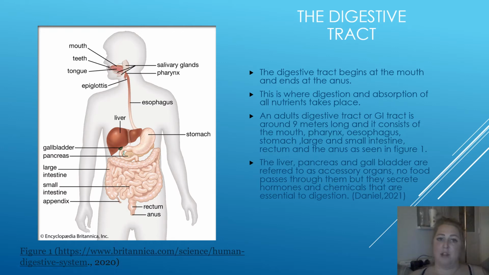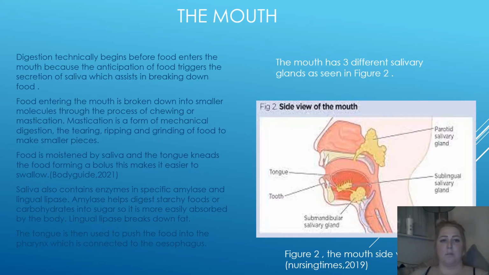Figure 1 demonstrates the layout of the digestive system and all the relevant organs that are involved in the digestive process. It is essentially a hollow tube between the mouth and the anus. The hollow organs that make up the GI tract are the mouth, esophagus, stomach, small intestine, large intestine and the anus. The liver, pancreas and gallbladder are the solid organs. They're also referred to as the accessory organs, as no food passes through them, but they secrete relevant hormones and chemicals essential to digestion. The mouth is where digestion first takes place, through mechanical digestion.